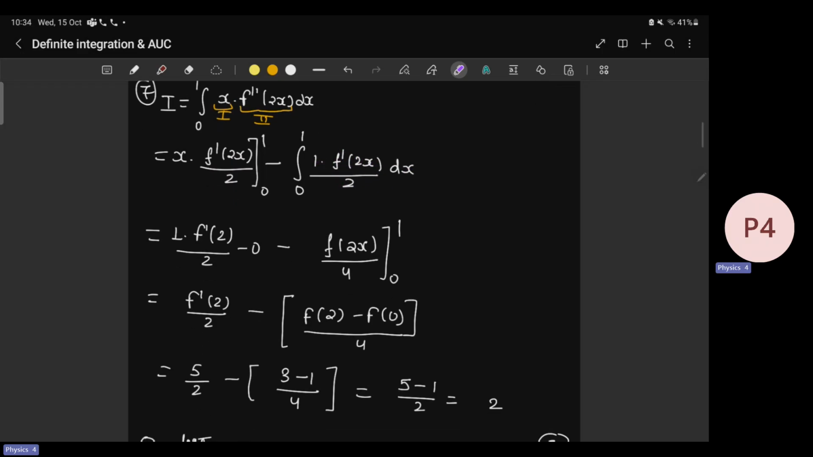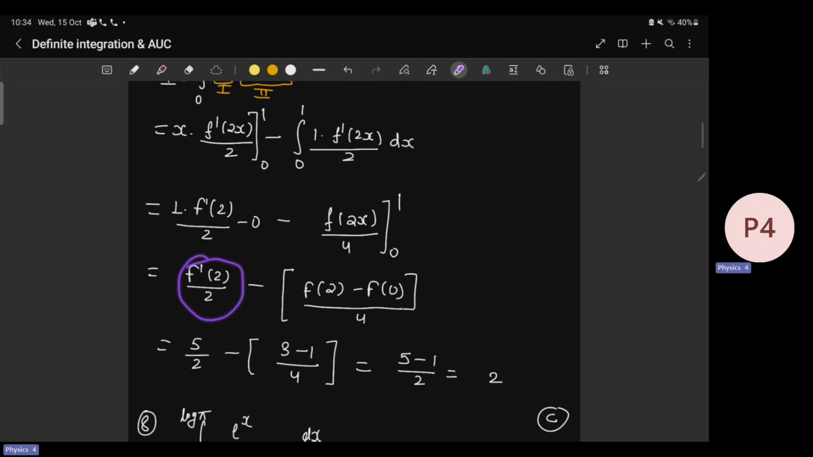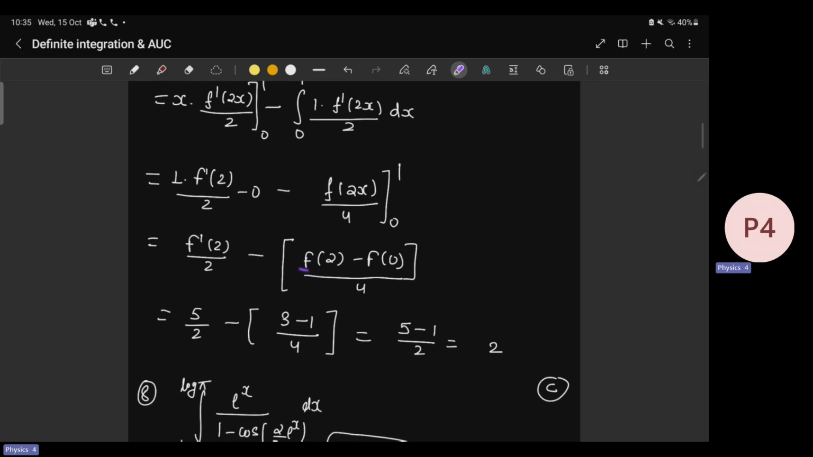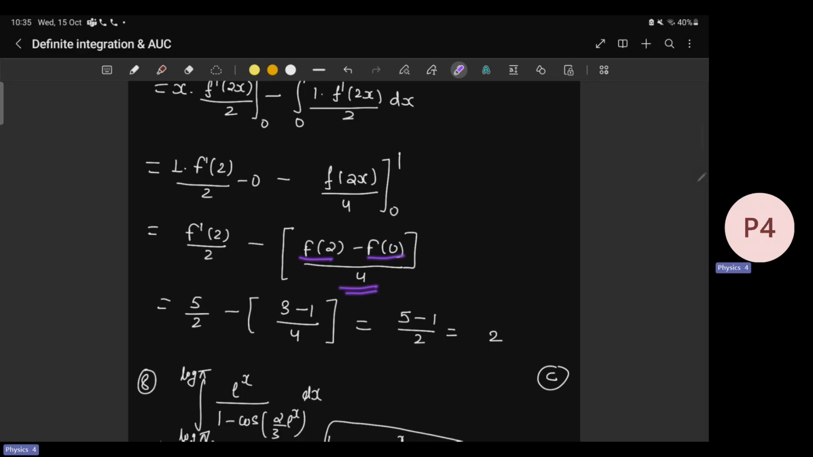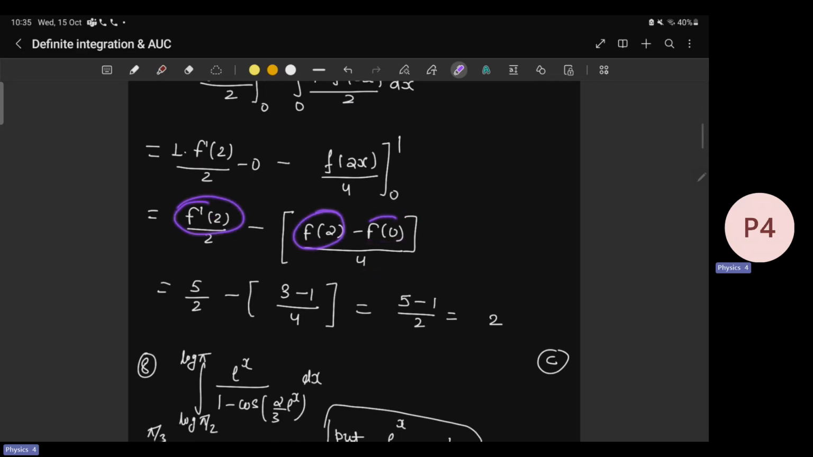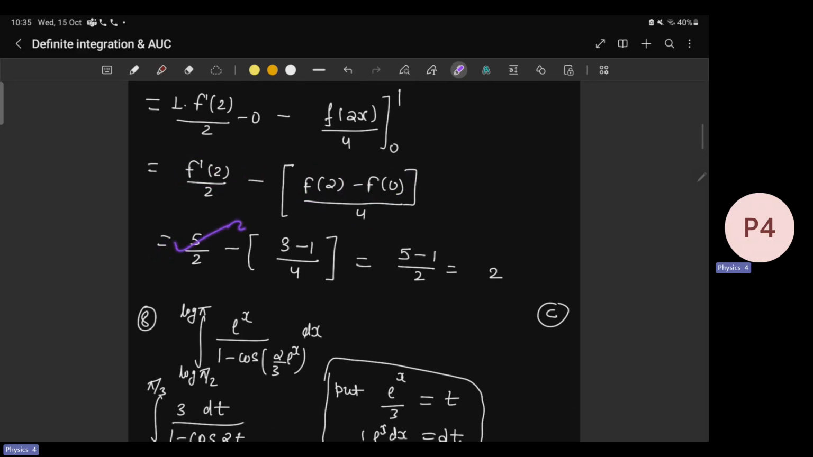All right, now we can solve this very easily. Put the value 1 into f dash 2 upon 2 minus 0, minus integration of this is again f of 2x divided by 4. Now put the limits 0 to 1. This is f dash 2 upon 2, and here f of 2 minus f of 0 upon 4. All the values f dash 2, f of 2, f of 0 are given to us. Just put the values: 5 by 2 minus (3 minus 1) upon 4. This is equal to 2. Option C is the right answer.